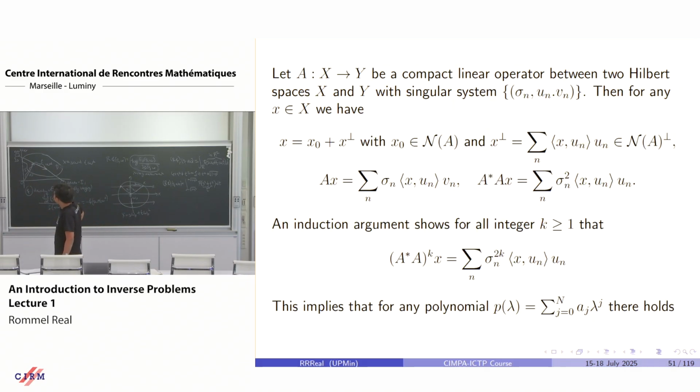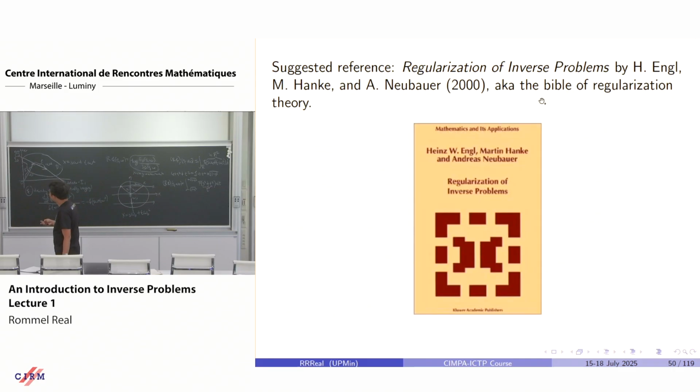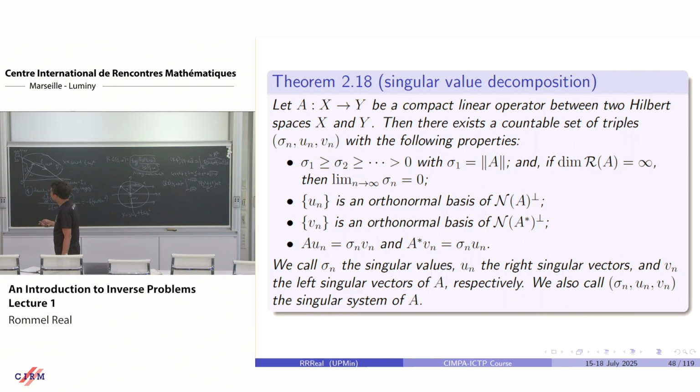And now let's go deep. Suppose we have a compact linear operator A between two Hilbert spaces, X and Y, and suppose the singular value system. Then, if we go back to the singular value system, and that holds with a compact linear operator between two Hilbert spaces X and Y, then there exists a countable set of triples denoted by sigma_n, u_n, and v_n with the following properties.